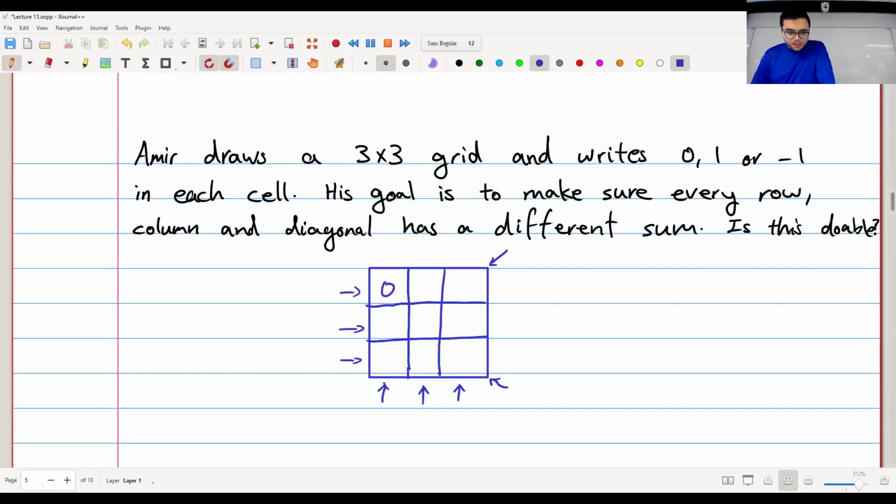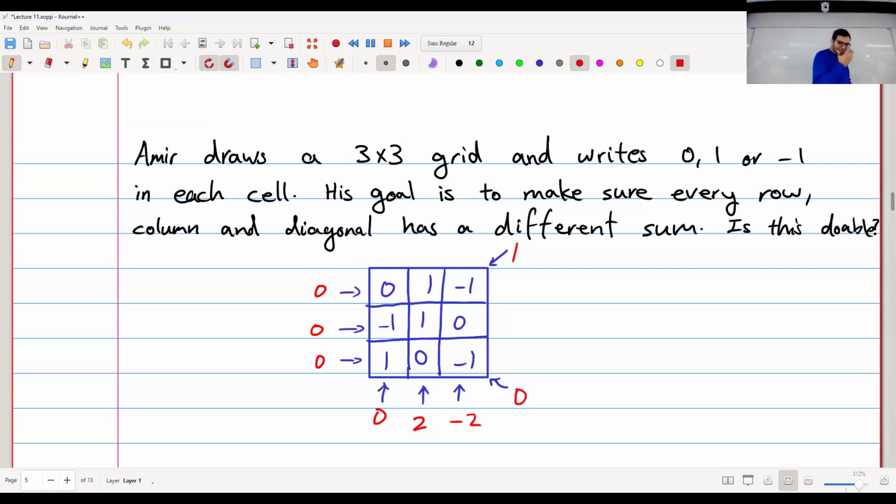So for example, let's say I write 0, 1, -1 here, 1, -1, 0 here, 0, -1, 1 here. This is not a solution, right? Because the sum here would be 0. The sum here is also 0. So I already have 2 sums that are the same. I want all of these sums to be different. I actually did a terrible job here because this is also 0. This is also 0. This is 2. This is -2. This is 0. And this is 1. So I want to make sure that all of these numbers are different. The question is, is this possible?